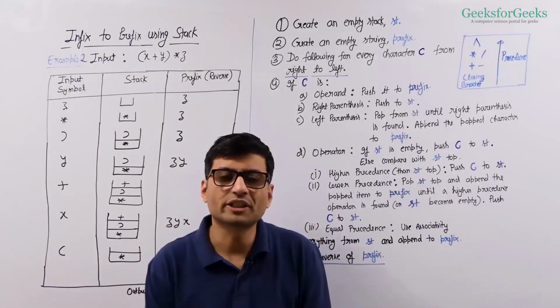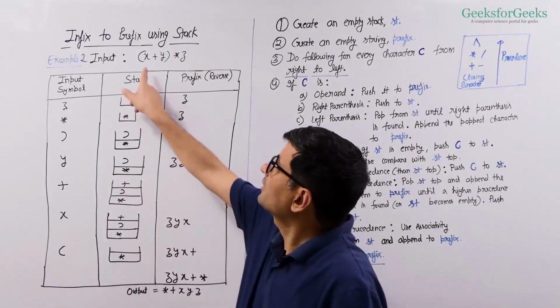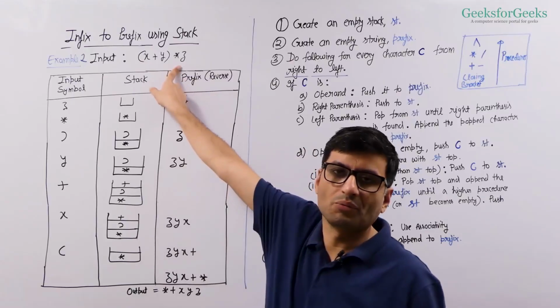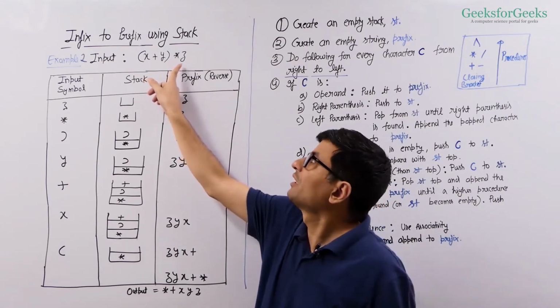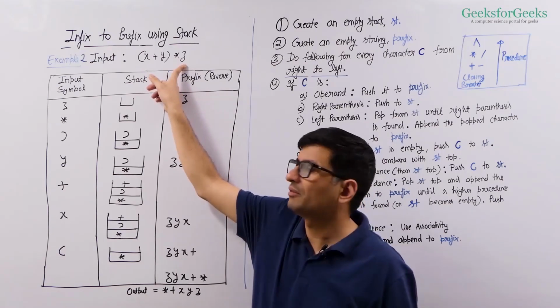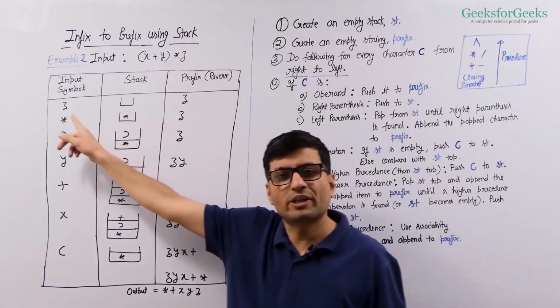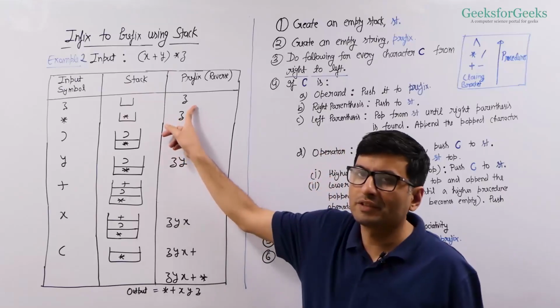Let us now see the second example. The example is x plus y into z. We are given this infix expression. We need to convert this into prefix. So we traverse from the rightmost character, which is z. It's an operand, so we simply append it to the prefix.